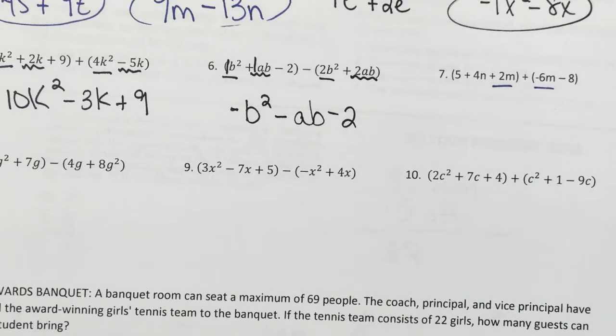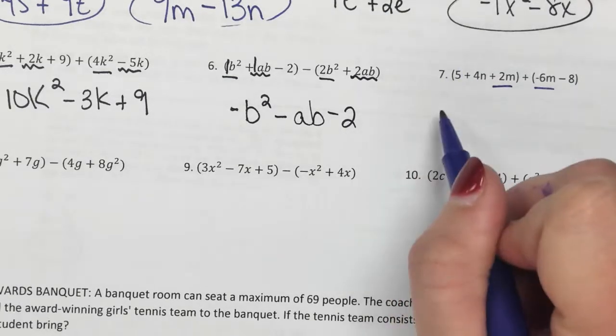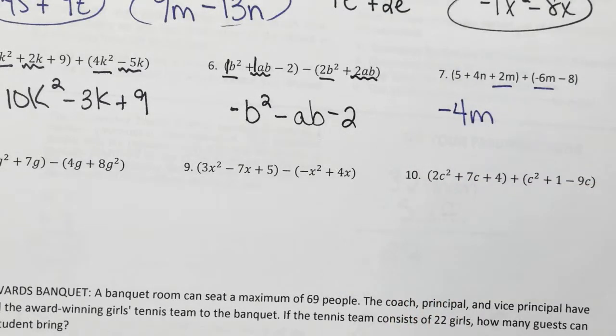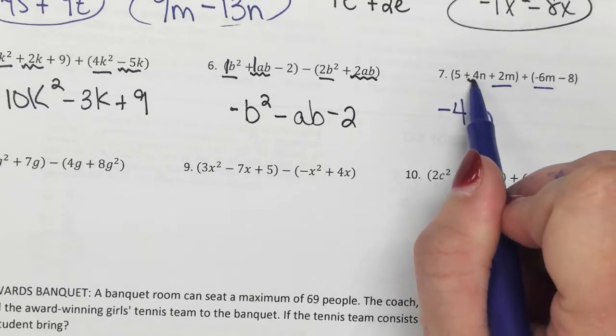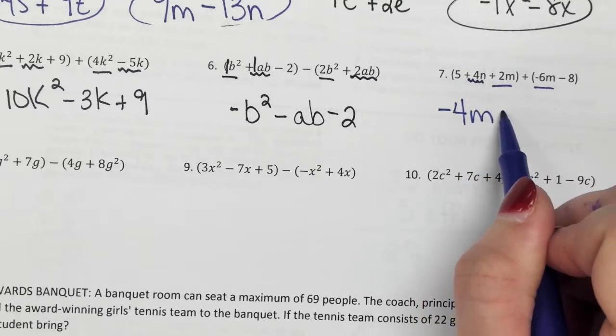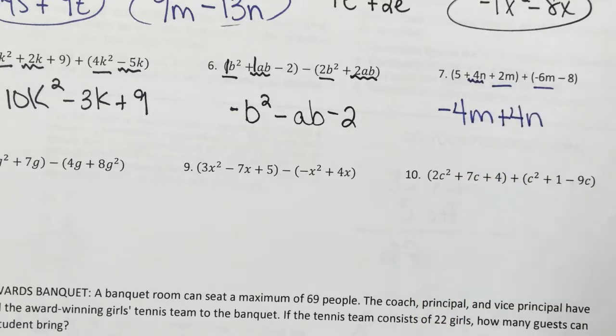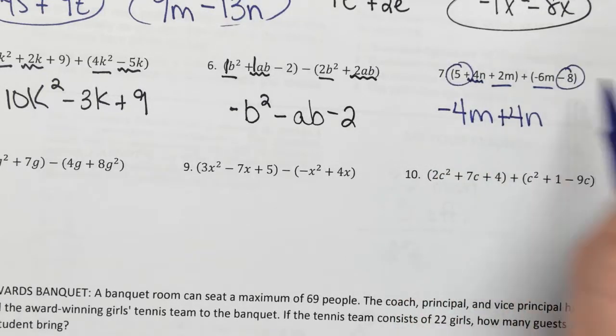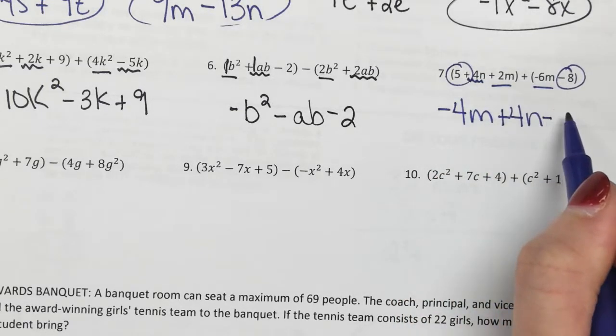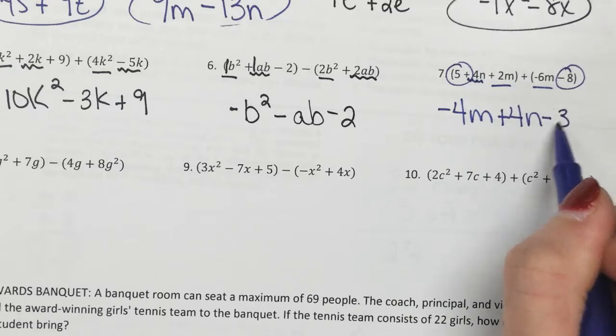Alright, so what's 2 plus negative 6? Negative 4m, right? Alright, what else do you have? Do you have anything else like it? So what are we going to do with it? He's going to bring it down. Alright, what else you got? Go. What's 5 plus negative 8? How much? Negative 3. Very good.